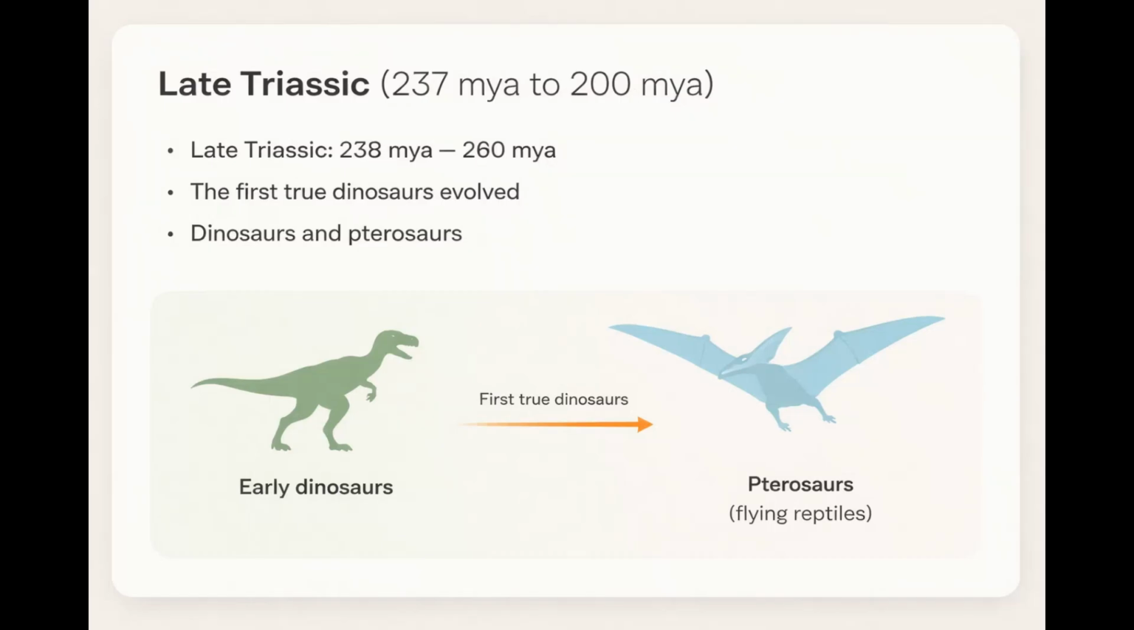In the late Triassic, the first true dinosaurs evolved. The source also points to dinosaurs and pterosaurs as notable groups in this broader interval, pterosaurs being flying reptiles. This sets up the Mesozoic story. Reptiles diversify into many forms on land, in the air, and in the oceans.